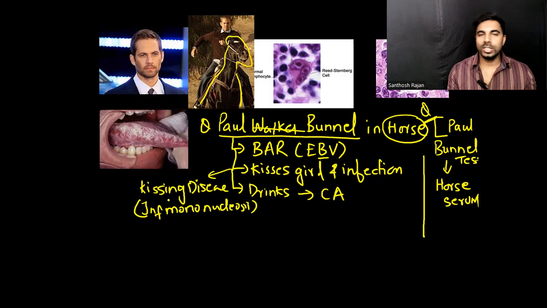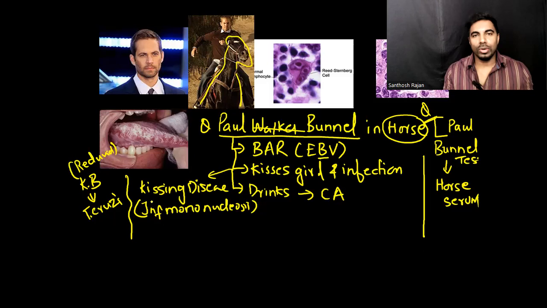What is the kissing bug? I'm not going to write it here now. This is for revision. The kissing bug is your Tom Cruise, or Trypanosoma cruzi. Okay, when you talk about the kissing bug, that is the reduviid bug. I'll try to revise the reduviid bug in parasitology. The reduviid bug is the one that is causing Trypanosoma cruzi. We'll talk about that in parasitology. Just remember, there is one kiss and another kiss, two kisses. One kissing is given by Paul. Of course, he's good at kissing and he gets infectious mononucleosis.